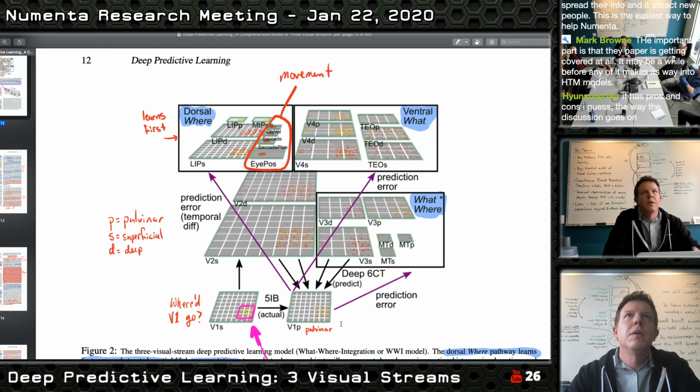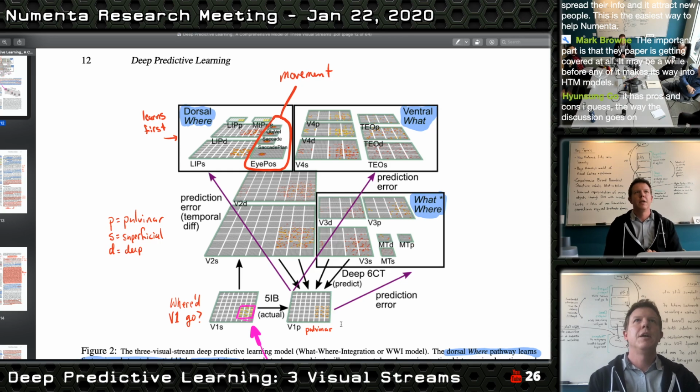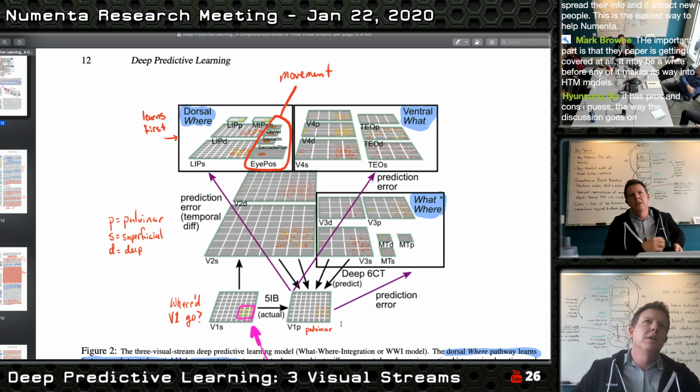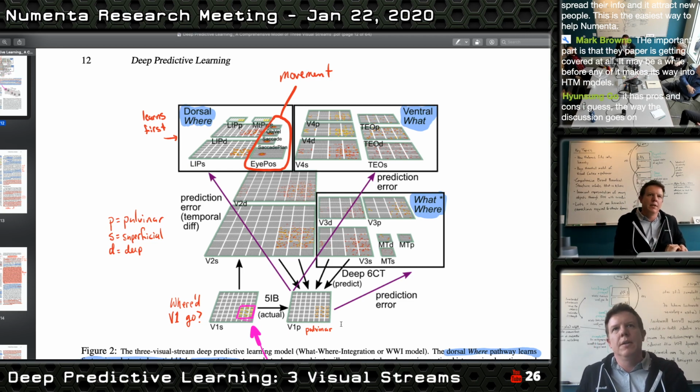How can V1 have a pulvinar? What does that mean? Is that your LGN? Well, pulvinar is never LGN. They never call it LGN, I don't think. They are using the word pulvinar, including LGN, I guess. So that's all thalamus. V1's really hand wavy, so don't focus too much on V1. It doesn't help much with understanding this model.